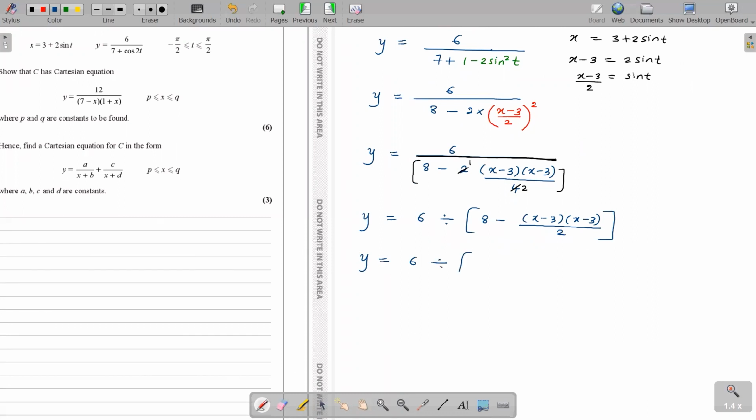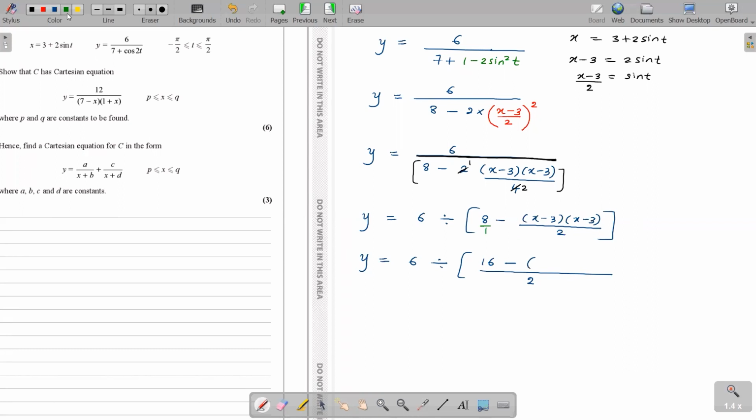6 divided by, what do I get here? So 8 over 1. When I take the common denominator, I get 8 times 2 is 16 minus, can you all expand the bracket here? The denominator is 2 now, and make sure you put a bracket, because there is a negative sign outside which would affect all the multiples that come out of this particular multiplication.